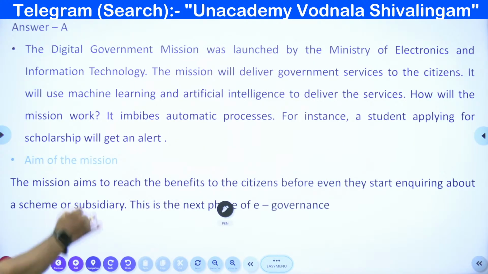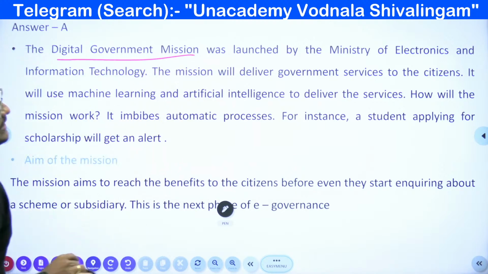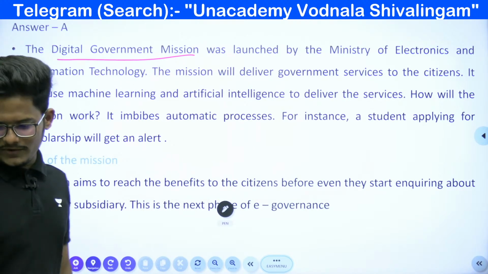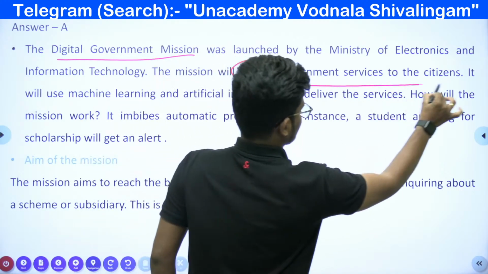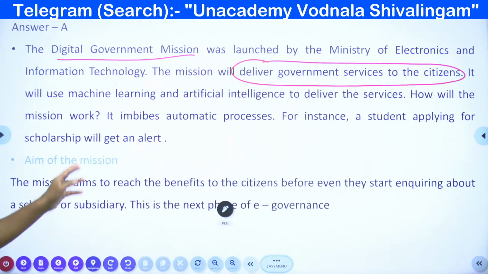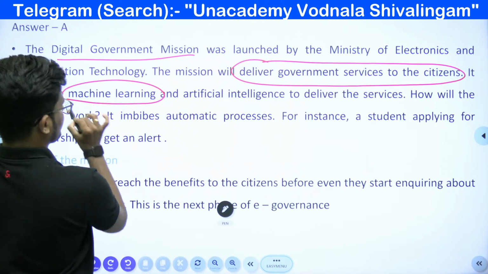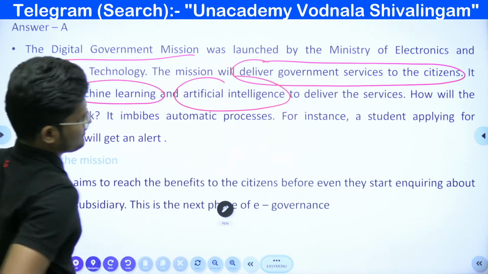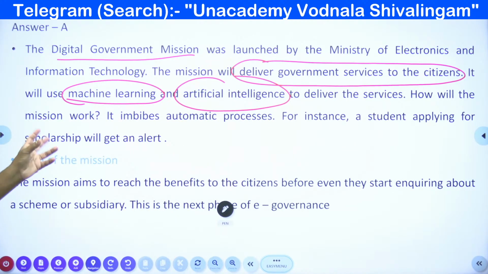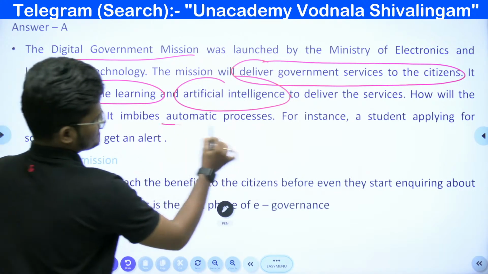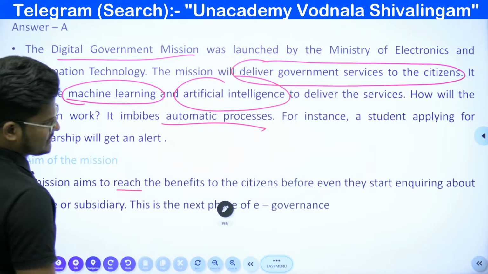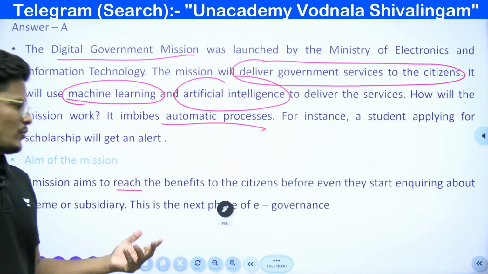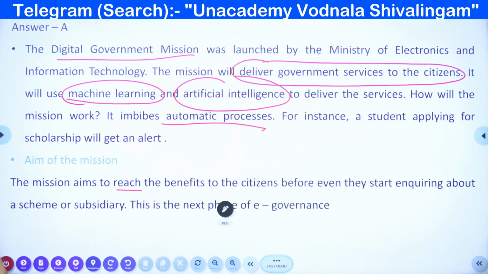There is a mission called the Digital Government Mission. It is launched by the Ministry of Electronics and Information Technology. This will deliver government services to citizens, and it will use machine learning as well as artificial intelligence. It imbibes an automatic process, and a student applying for a scholarship will get an alert. This is to reach the benefits to citizens before they even start inquiring about a scheme or a subsidy. They will get the information.